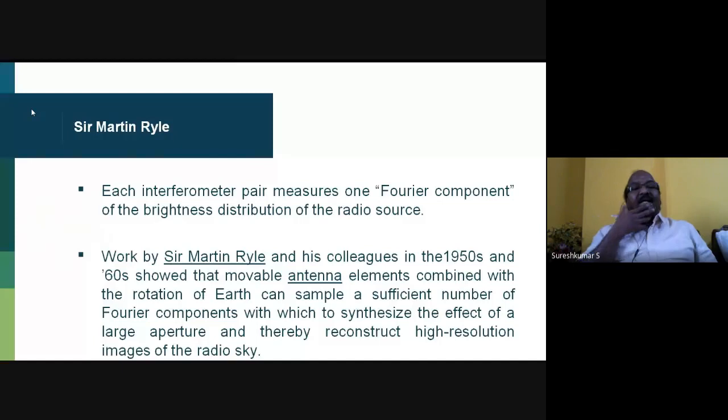Another thing I want to mention is Sir Martin Ryle. He is the scientist who actually found this Earth rotation based aperture synthesis, and he was awarded the Nobel Prize. And you can go through that.